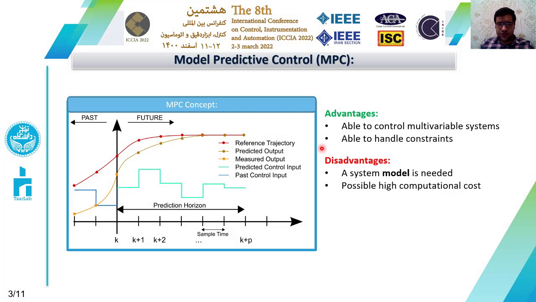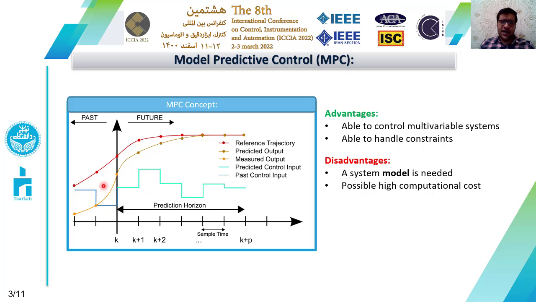In this slide, I'm going to talk a little bit about model predictive control. This figure shows the concept behind MPC in a simple way. This red curve is the reference trajectory, and this yellowish line is the predicted output of the system. We want to minimize the difference between these two curves in our prediction horizon by finding the optimum value of the control signal in our control horizon.